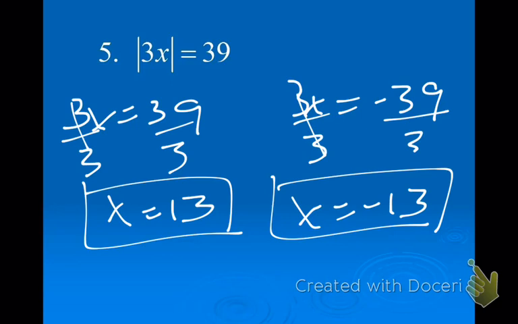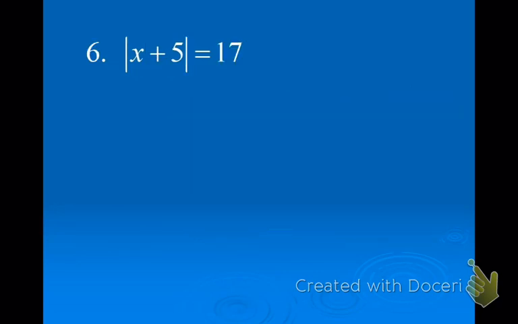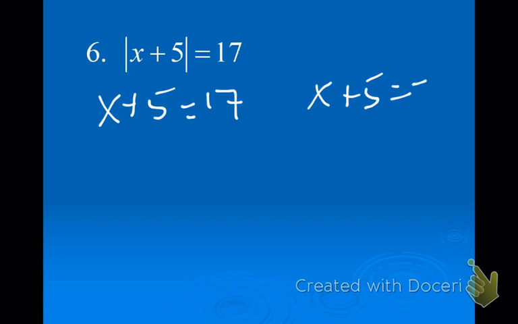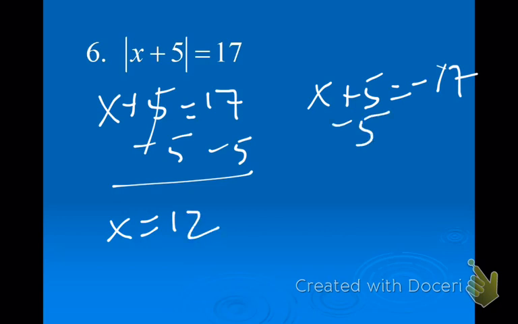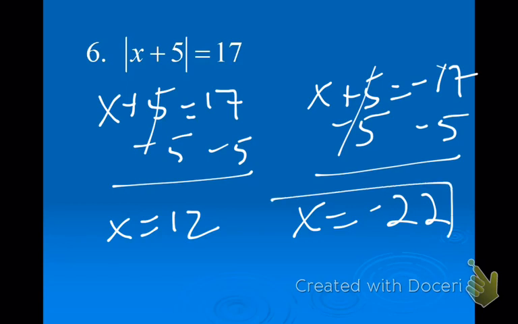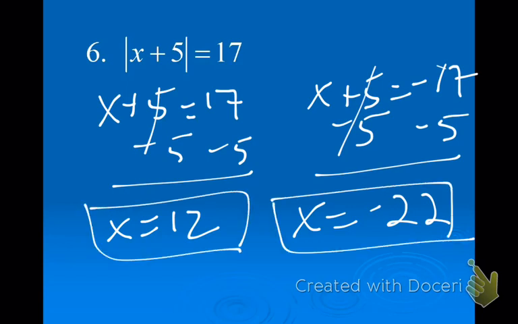Questions? Do we feel confident enough? Try that one. X plus 5 equals 17. X plus 5 equals negative 17. Subtract 5, subtract 5. And there you go. Okay? Good? Okay, we got another one. Try that.